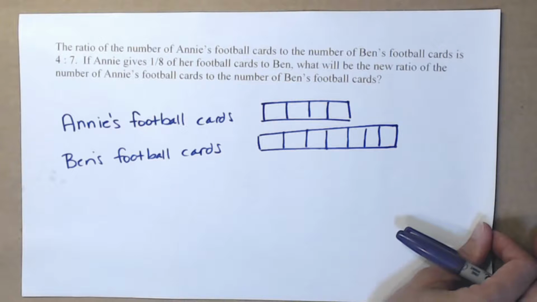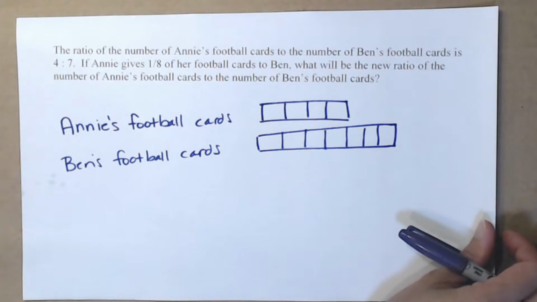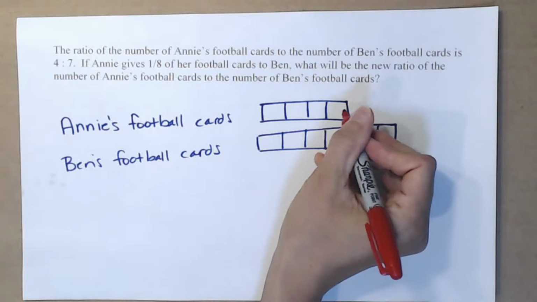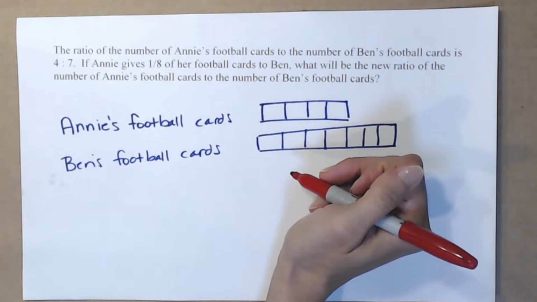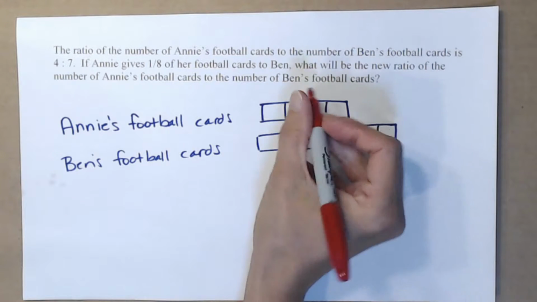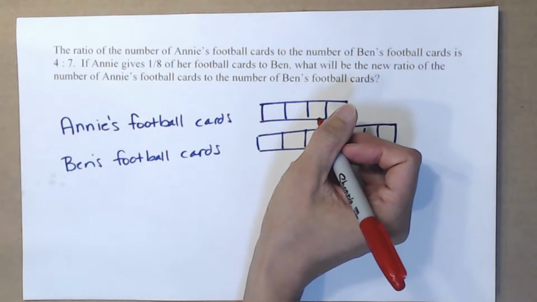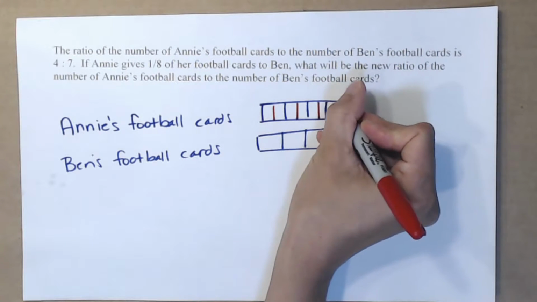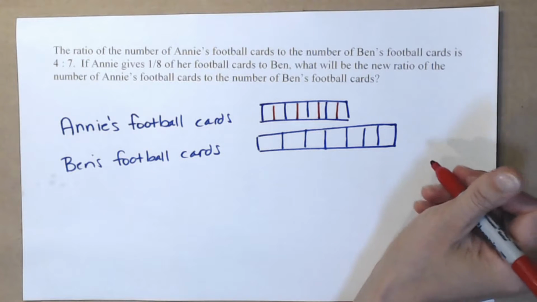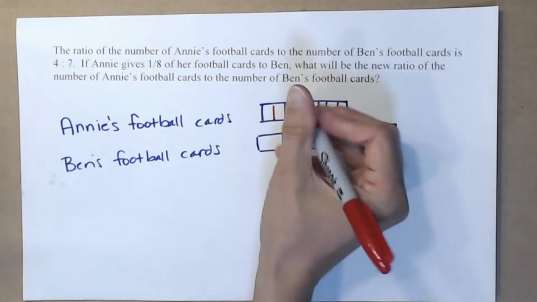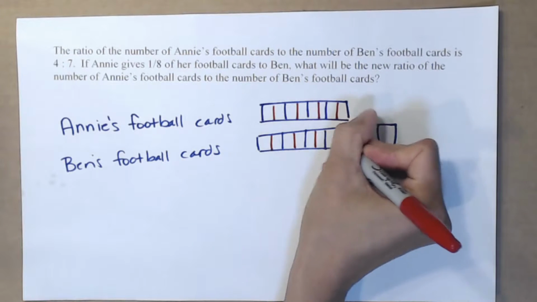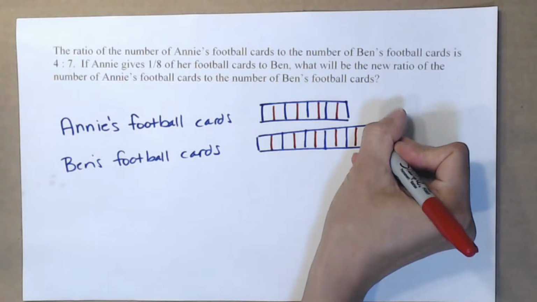Annie gives 1/8 of her football cards to Ben. So now, let's just think about this logically. Annie's football cards are represented by 4 parts, but we want to give 1/8 of them away. So we need to switch this into eighths, not fourths. So we separate each of the parts into 2 parts. If we do that with Annie's football cards, we want to do it with Ben's so that we're working with equal parts.